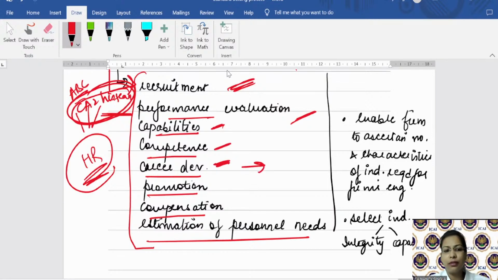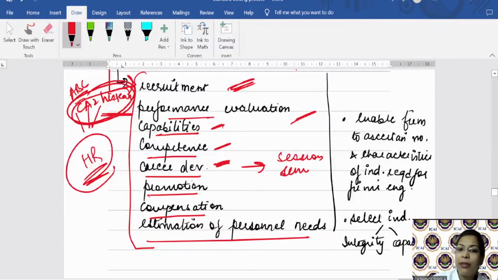Articleship में you must be having certain sections ना. कुछ seminars होते होंगे, कुछ trainings होती होंगी, Excel training भी होती है. Advanced Excel training भी होती है. Training like when there was a transition from VAT to GST, then trainings with respect to that, है ना? Then promotion, compensation and estimation of personal needs. ठीक है? अब ये सब करने से क्या होगा?